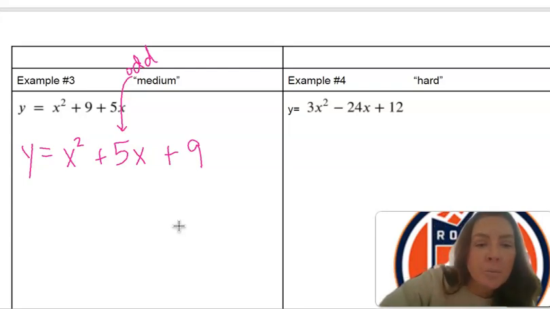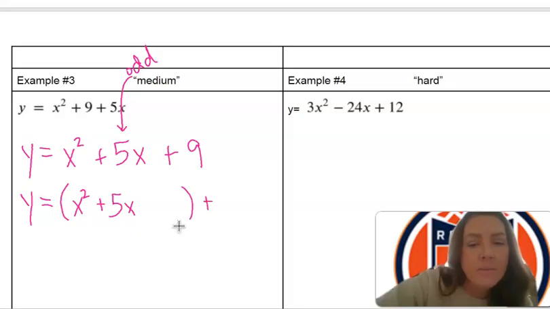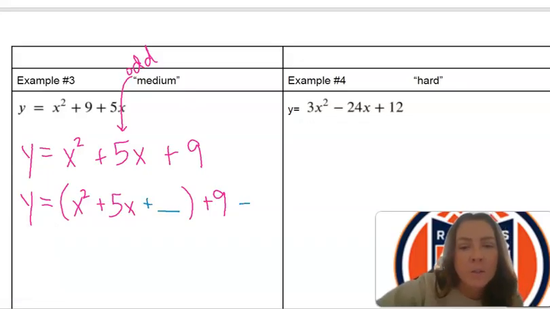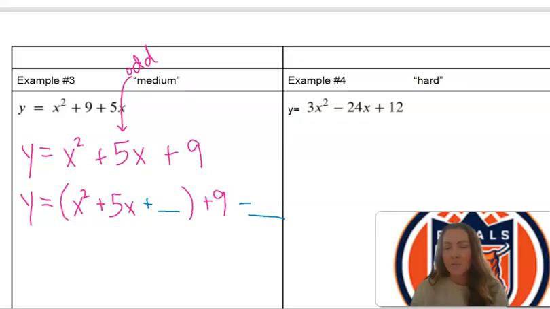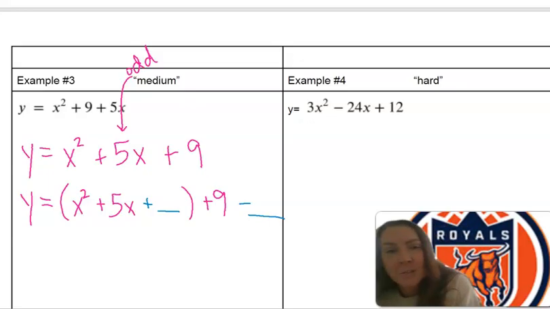So we're going to group them together, the x's, with a parenthesis, leave a space, and then we're going to add a blank and subtract. So none of the steps change, it's just the kind of numbers that will be in the problem that is different. That makes it a little harder. That's why it's a medium.